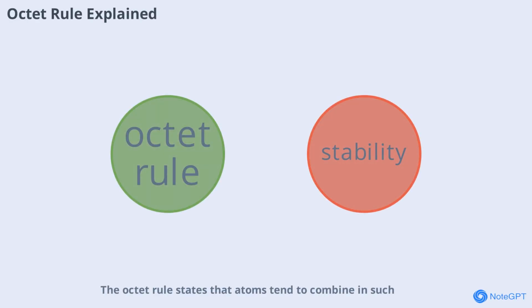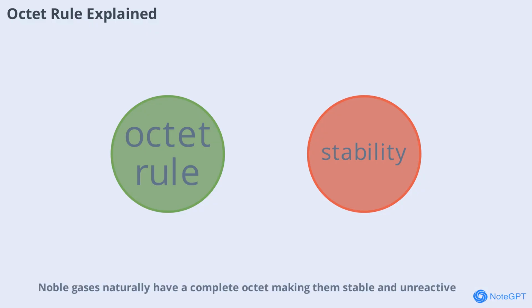The octet rule states that atoms tend to combine in such a way that they each have 8 electrons in their outermost shell. This rule helps explain why atoms form certain types of bonds and why some elements are more reactive than others. Noble gases naturally have a complete octet, making them stable and unreactive. The octet rule is a guiding principle in predicting how atoms will bond.